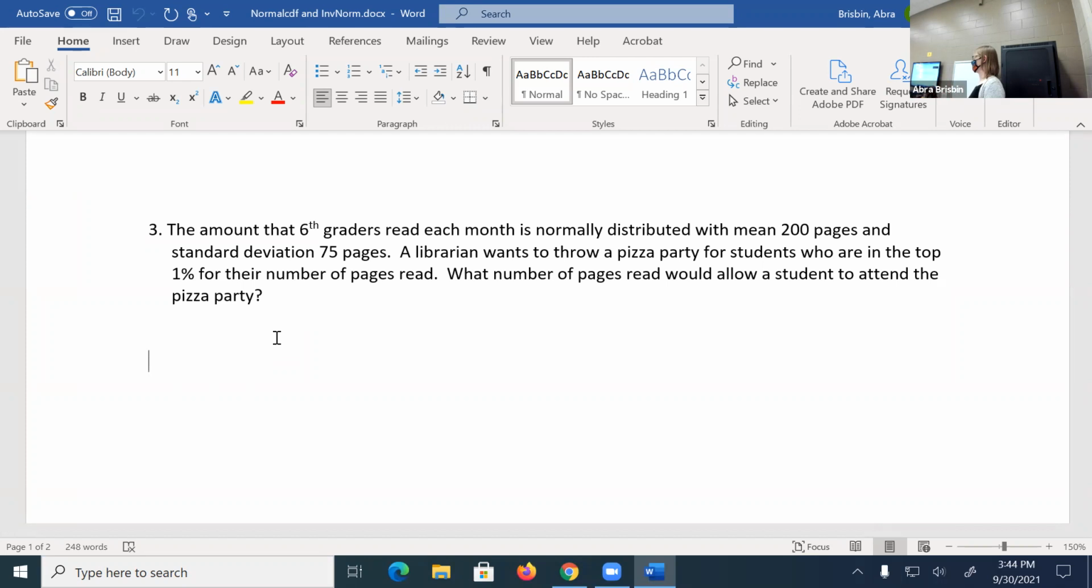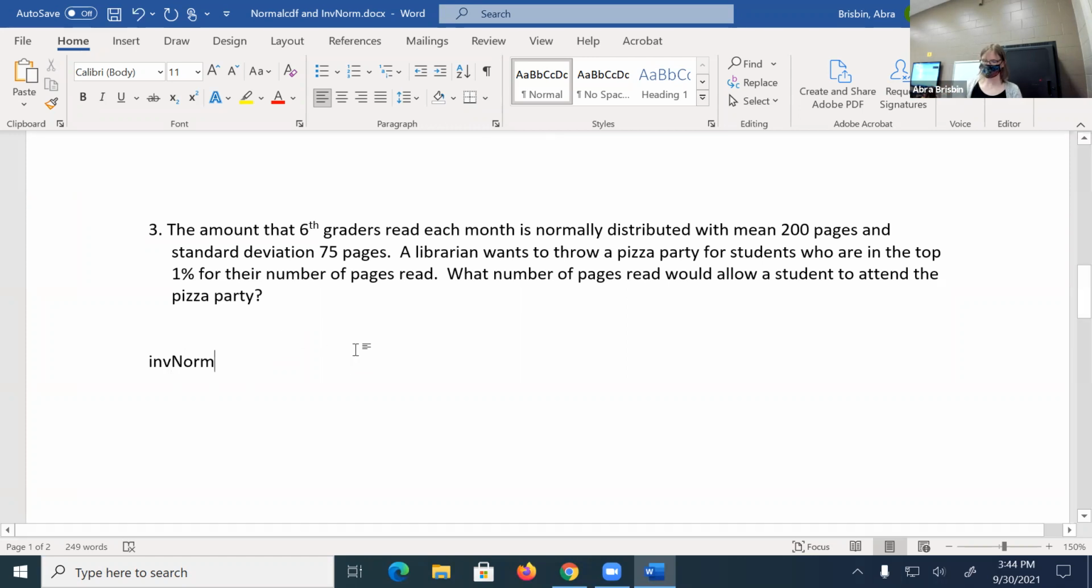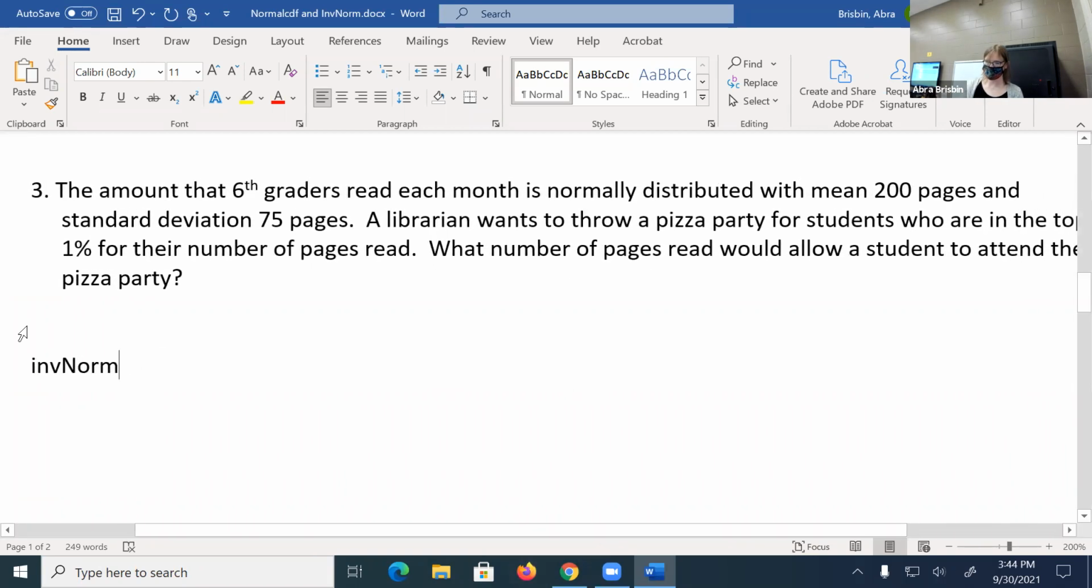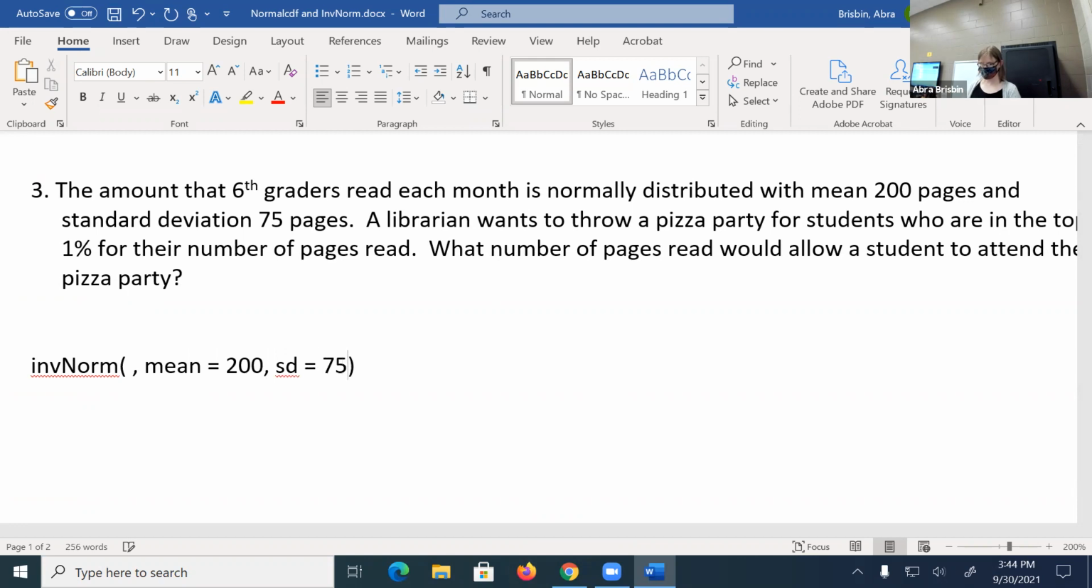Right? Inverse. Yeah. All right. So this is inverse norm. And the way you're going to do this might differ slightly depending on which kind of calculator you have. So the mean is 200. The standard deviation is 75.